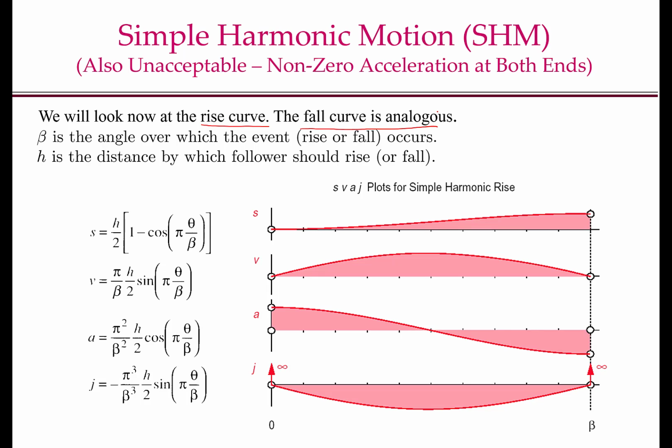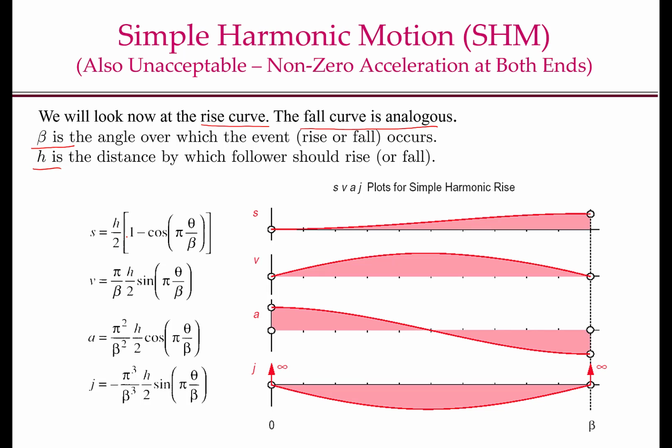Let us first define some notations. Let beta be the angle over which the event, that is rise or fall, occurs. H is the distance by which the follower should rise or fall. Then for simple harmonic motion, the displacement curve should be defined as h/2 (1 minus cos(pi theta/beta)). Now the first question is, why should it be defined like this? Although I am not going to get into the details of the mathematical derivation here, it comes from the boundary conditions of the rise motion.